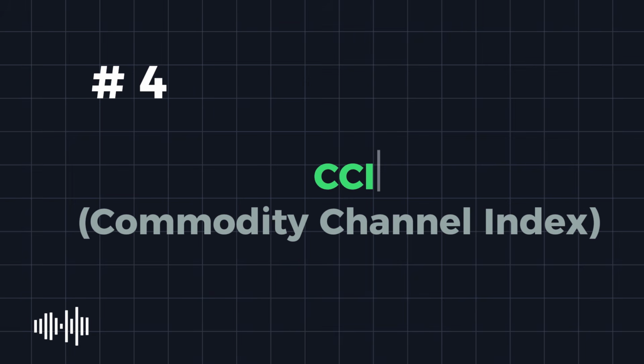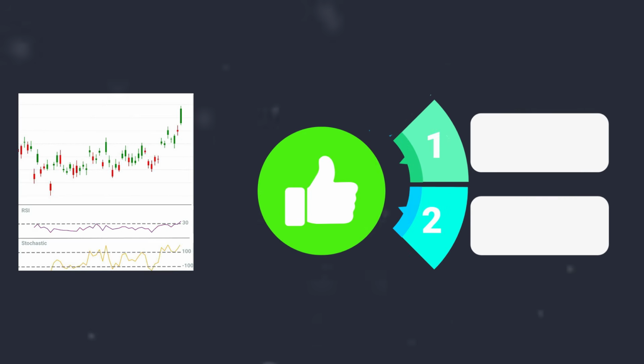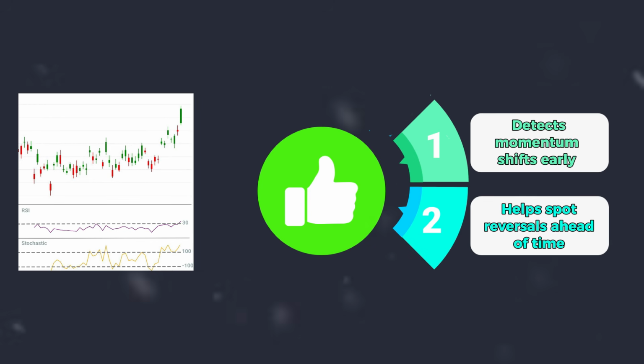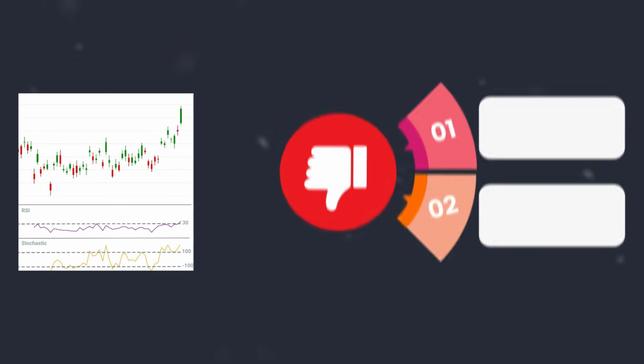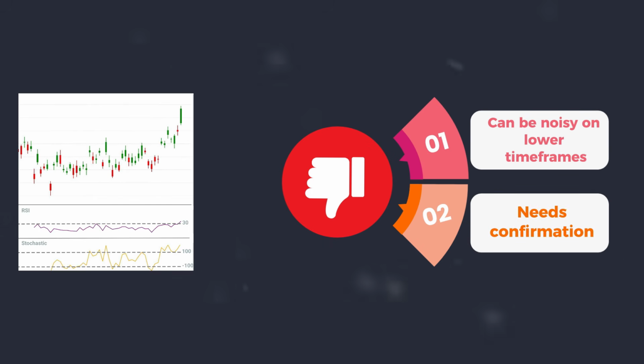Number 4, CCI, Commodity Channel Index. CCI measures how far the price has moved from its average. It's a momentum tool that pairs well with RSI. Pros: detects momentum shifts early. Helps spot reversals ahead of time. Cons: can be noisy on lower time frames. Needs confirmation.